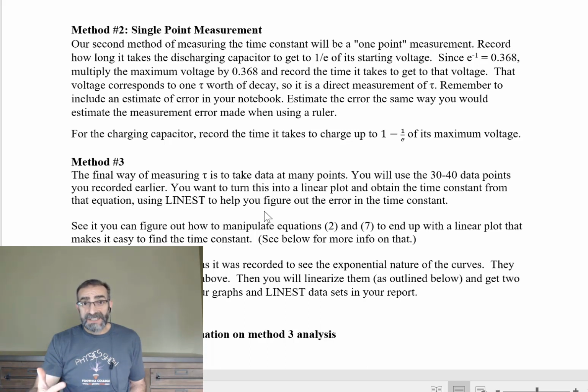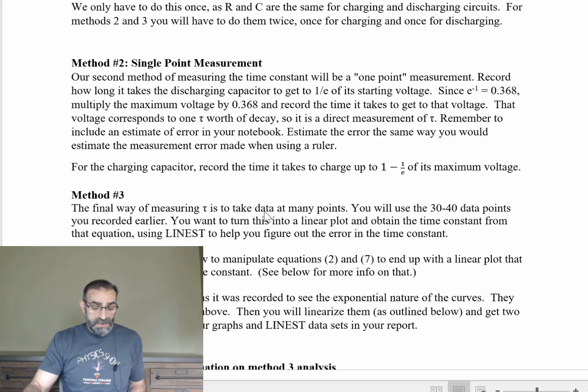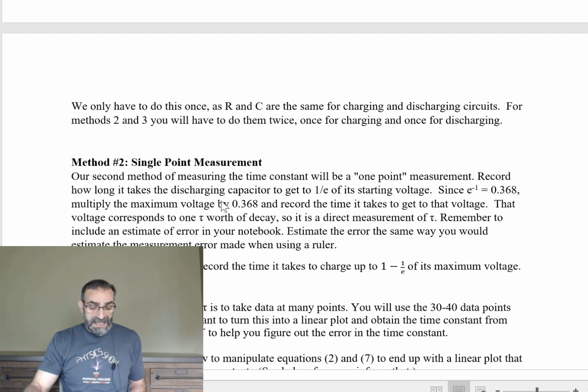Method 3, where are you going to get the uncertainty? You're using a slope in a line in a spreadsheet program. You're going to get the uncertainty from LINEST, okay? So think about that a little bit. Method 2, you're just getting the uncertainty from the meter, right? You're looking at a meter and getting a voltage at a certain time.